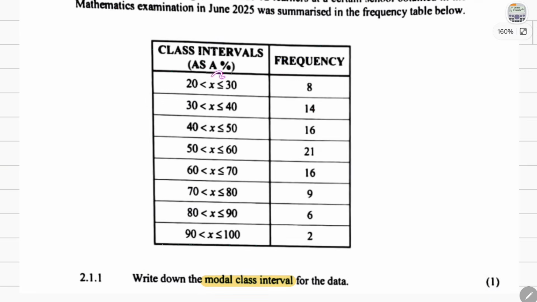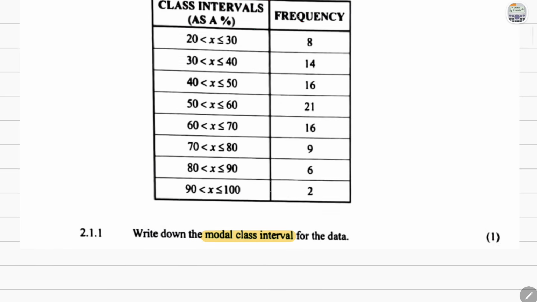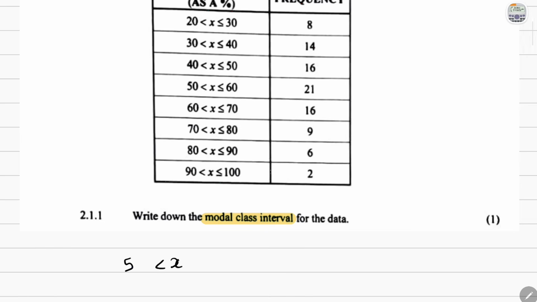You can see there were learners who scored from greater than 20 to 30%, then 30 to 40, then 40 to 50, and so on, and these would be the number of learners we can see here. Since we're looking at the modal class, the interval that appears the most will be whichever interval has the highest frequency, which would be this one. So we'll say this is where x is greater than 50 but less than or equal to 60. And that is our answer.